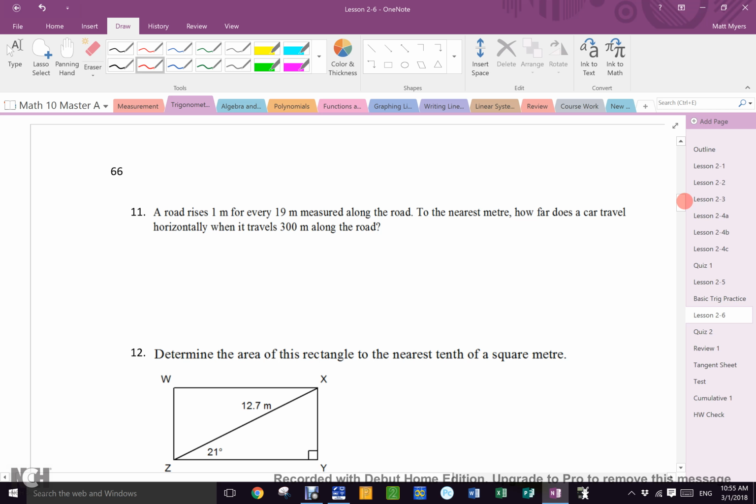Almost. So, let's look at just this first statement. What would the triangle look like? Well, it rises 1 meter. So, it goes up 1 meter. Is that a triangle yet? No, that's a line. Let's make it a triangle. Now the road is rising, yes? Where is the 19? You have two choices. One is the hypotenuse, one is the leg. Which one is the 19? Look carefully and think about it.